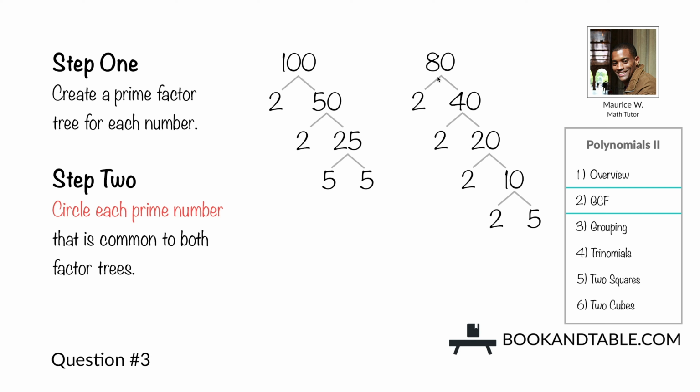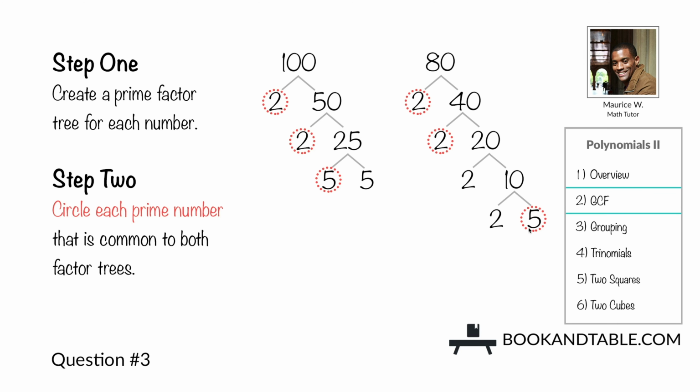For 80, we have 2 times 40. 40 is even, so you can divide it by 2, giving you 2 times 20. 20 is even, so you can start by dividing it by 2, giving you 2 times 10. 10 is even, so you can divide it by 2, giving you 2 times 5. And now we've completed this factor tree as well.